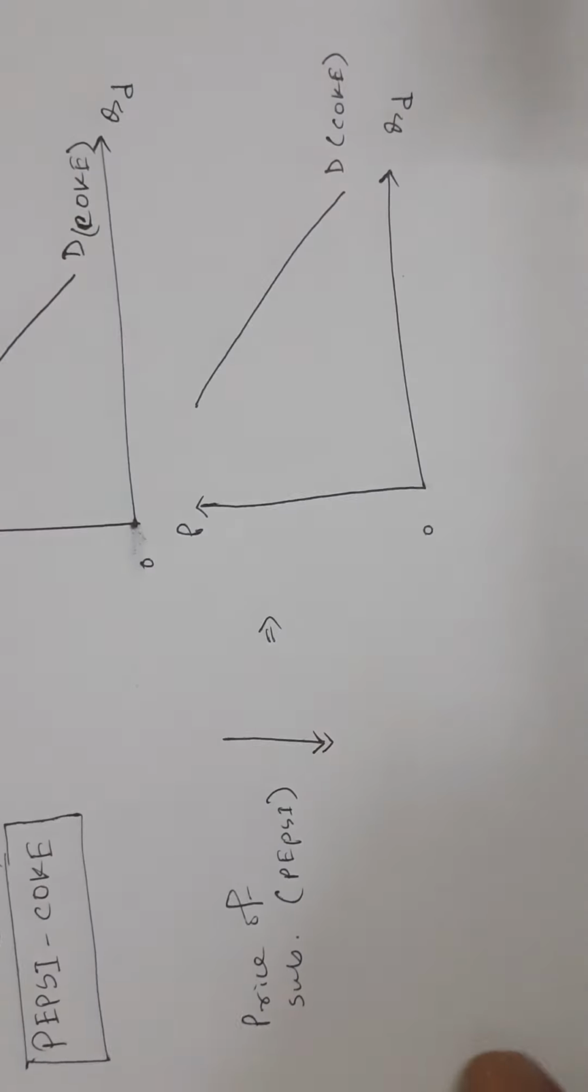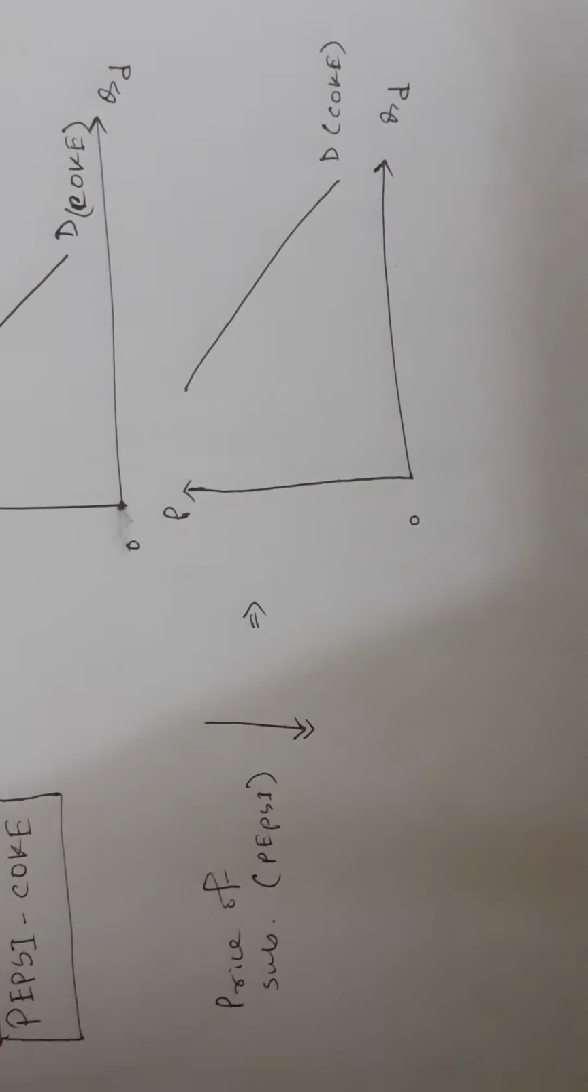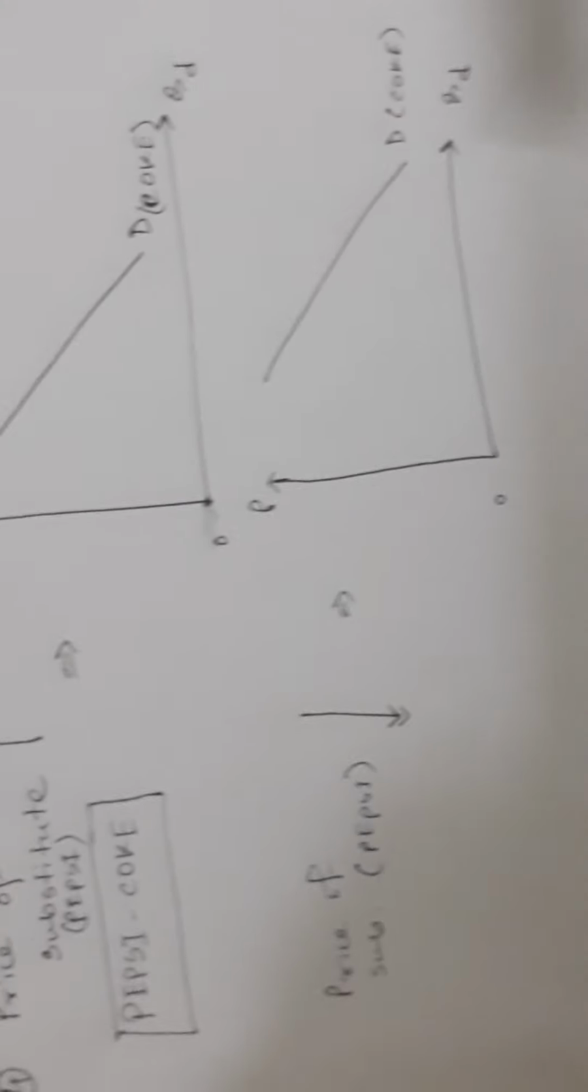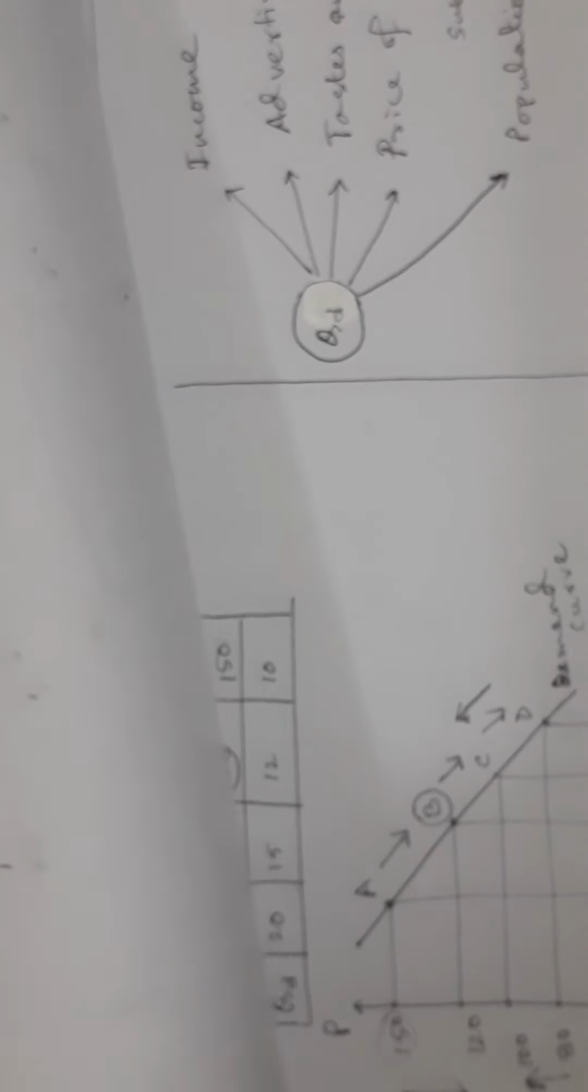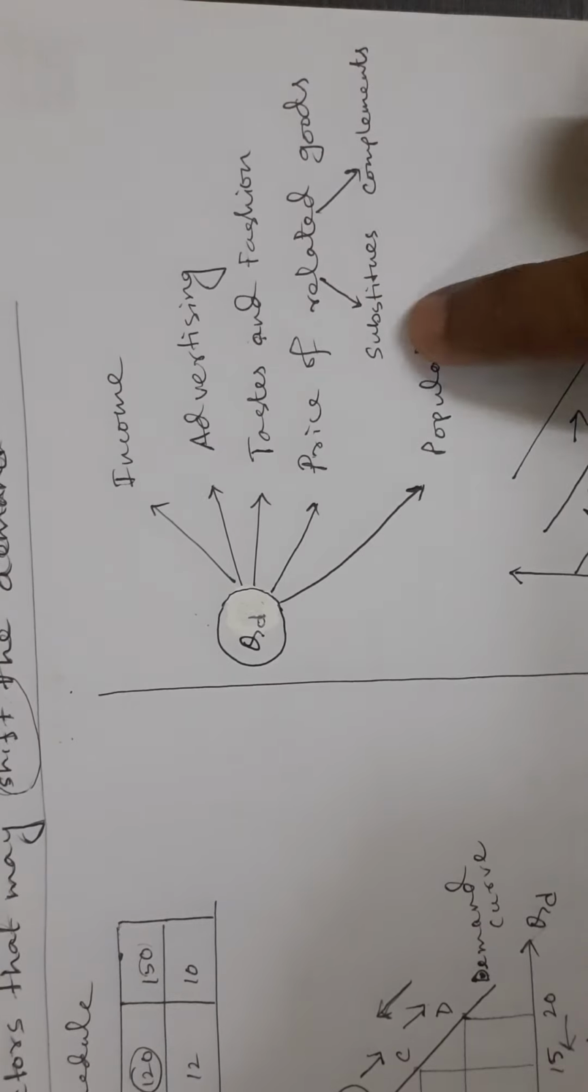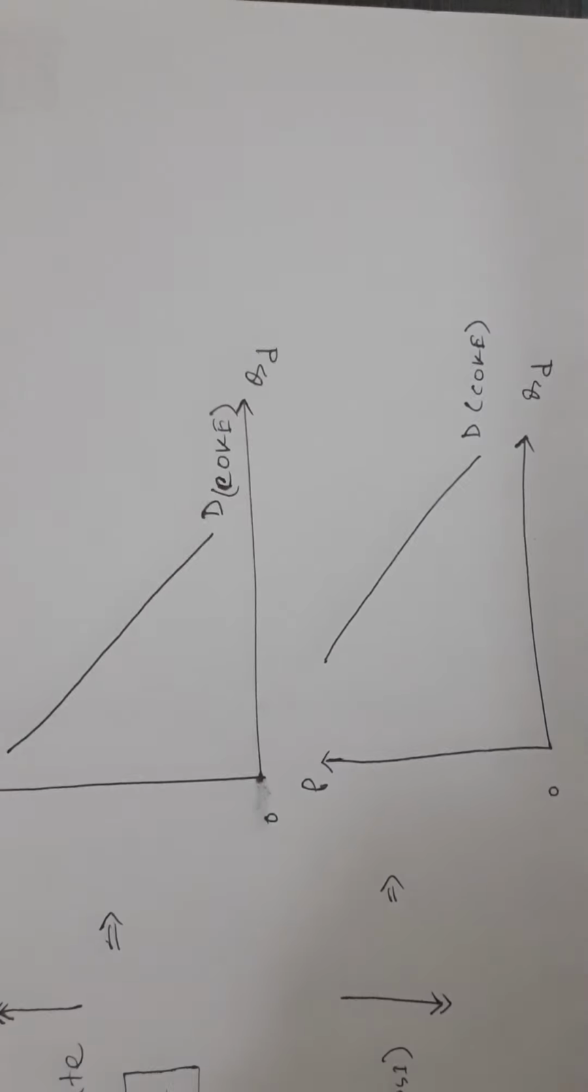So we have three more factors left for discussion. Next one, number 4, is price of substitute items. These are called related goods. Okay, related goods. We did see that. Related goods are of two types.